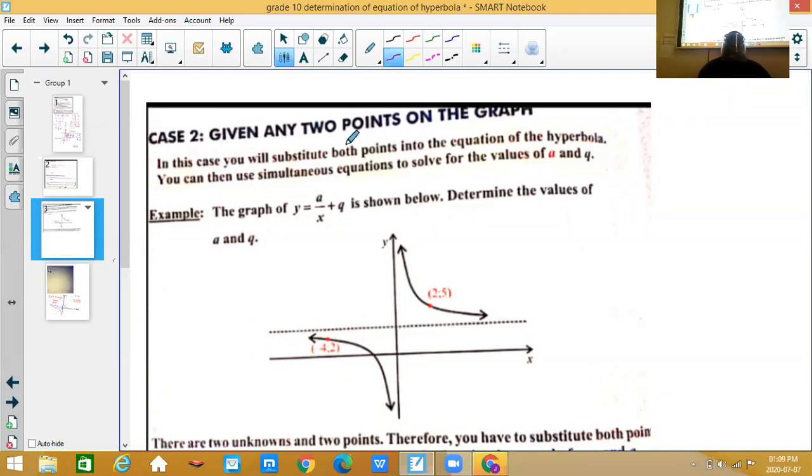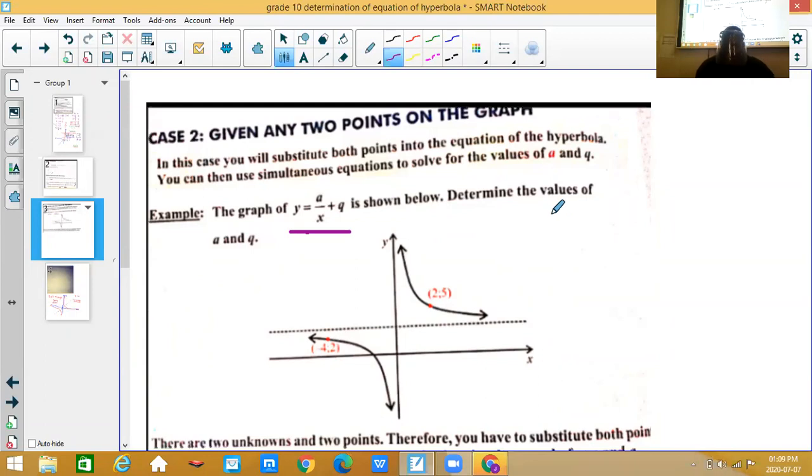Now let us look at the second case until we are kicked out of the meeting. We are given any 2 points. If you are given any 2 points, you need to substitute into both. In this case, you are given the graph of y is equal to a over x plus q. This one is a general hyperbola graph, shown below. They are saying determine the values of a and q. Once you have got the values of a and q, you have got the equation, right?